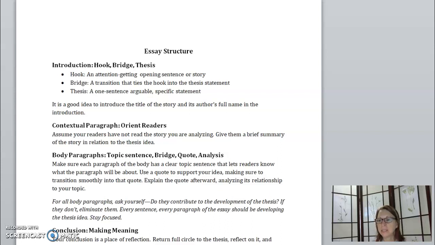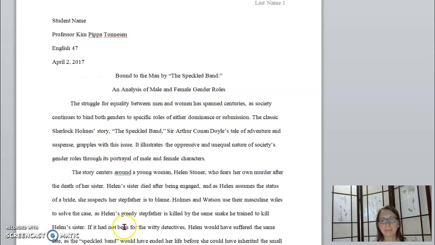The hook is an attention-getting opening sentence or story. The bridge is a transition that ties the hook into the thesis statement. And the thesis is a one-sentence, arguable, specific statement. It's a good idea also to introduce the title of the story and its author's full name in the introduction. Let's look at an example of this.